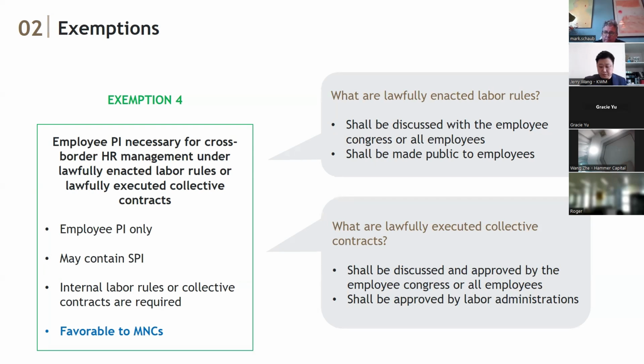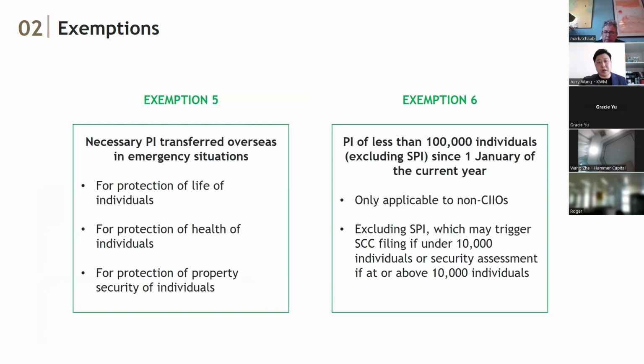Yes, so this is the HR scenario. Exception 5 we can quickly skip. It's about emergency situations and is not very common in practice. Exemption 6 is about the quantitative threshold, for companies who wish to seek exceptions. Firstly, it's not applicable to CIOs. As Mark and I mentioned, CIOs are not very common amongst the foreign investment companies in China.